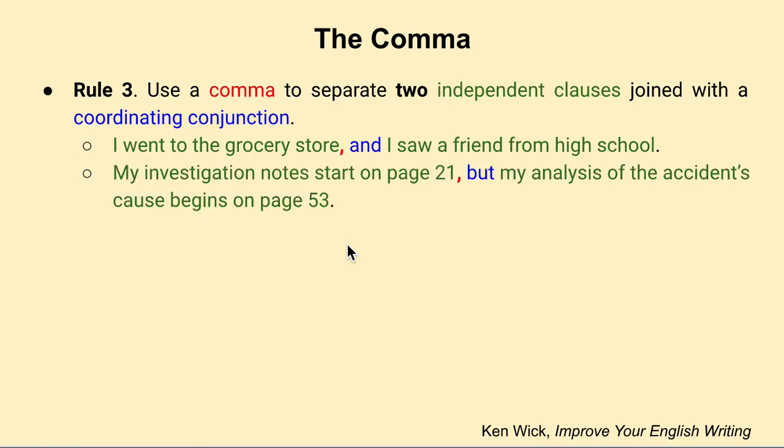Another example is, once again, the green are two independent clauses, and then you have the coordinating conjunction here, and then to separate the two, you put in a comma. So my investigation notes start on page 21, comma, but my analysis of the accident's cause begins on page 53. Once again, two independent clauses joined by a coordinating conjunction, you need to put a comma.